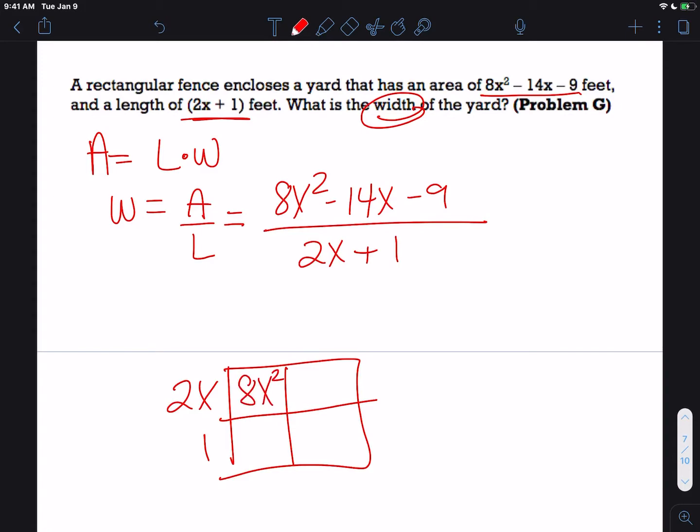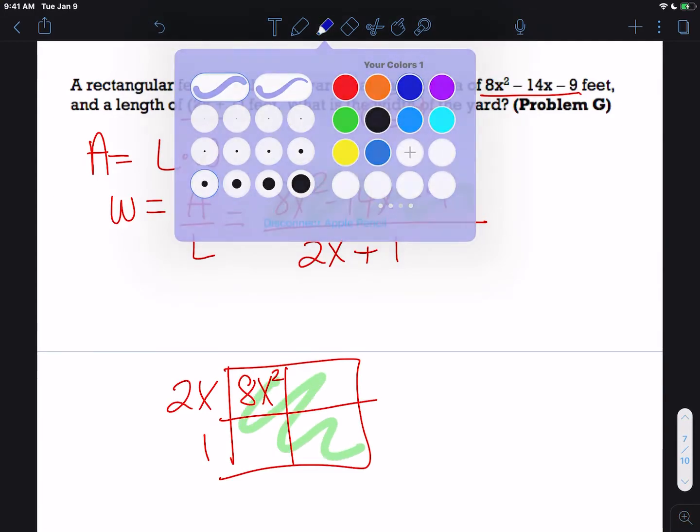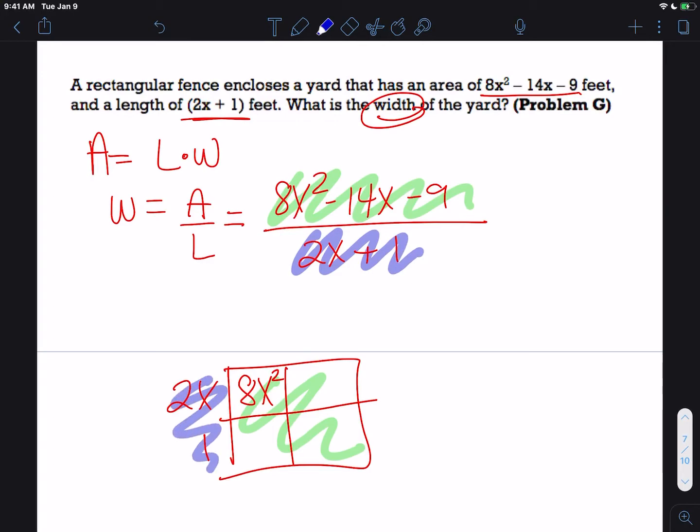So now I'm going to say, okay, what do I multiply 2x by in order to get 8x squared? Remembering that this guy goes on the inside and this guy goes on the outside. So I'm going to say 4x times 1 is 4x. I'm going to say, what's the difference between negative 14x and 4x? That's going to be negative 18x.